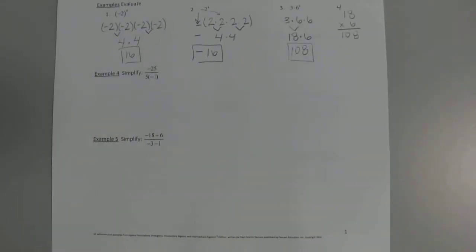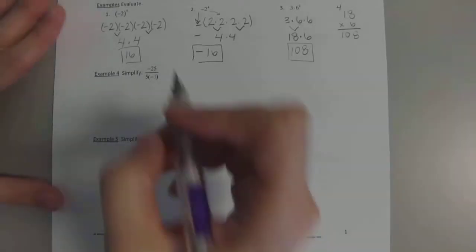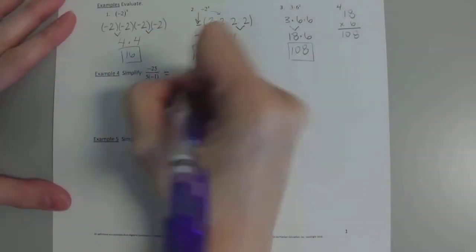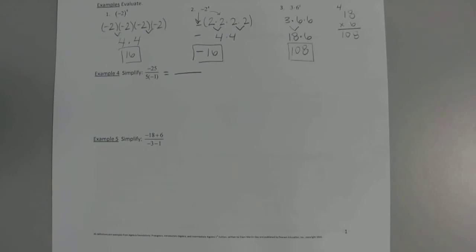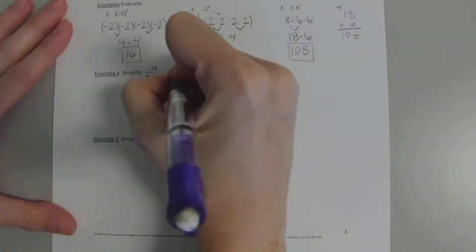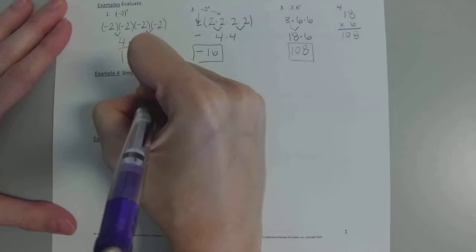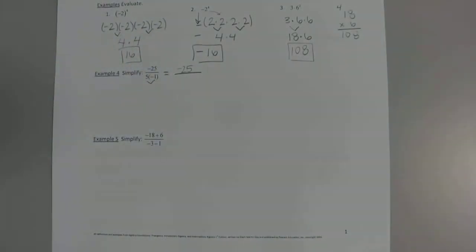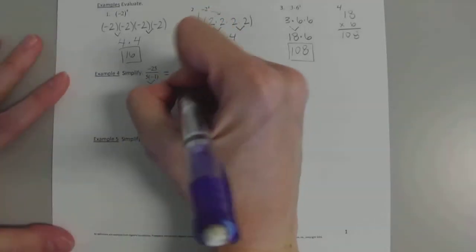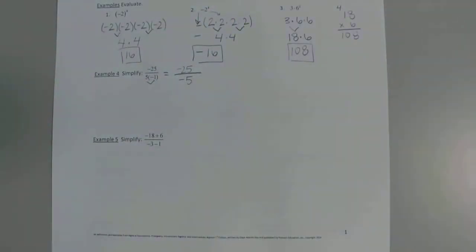Guys, on numbers 4 and 5, the division bar is just kind of like parentheses, meaning let's clean up the top, let's clean up the bottom, and then let's worry about it. So notice here, the top is cleaned up. The top is just a number, negative 25. So that's going to stay negative 25. Down here, though, what operation is that when they're shoved right next to each other like that? Multiplication. What's a positive times a negative? Negative. And what's 5 times 1? 5. So this is just -5. Is that okay so far?